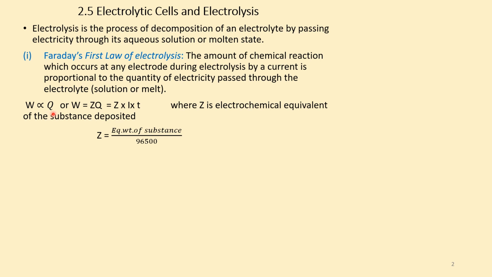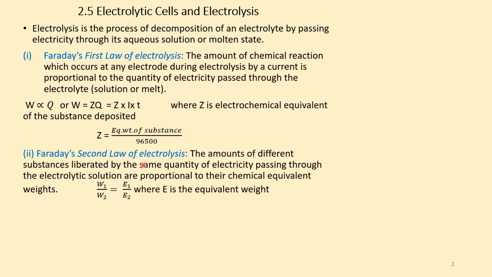Q is the quantity of electricity, or it can be written as W is equal to Z into Q, where Z is the electrochemical equivalent. That can be again written as Q is given by the relation I into T, where I is the current and T is the time. So, W becomes W is equal to Z into I into T. But Z, electrochemical equivalent, is given by the relation Z is equal to equivalent weight of the substance divided by 96,500.